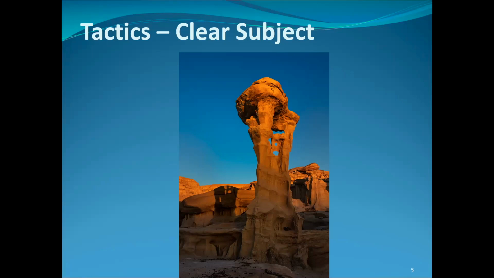Not have too many things or try to accomplish too much. If you're at a spot with lots of cool things, instead of trying to get it all in one image, take 2 or 3 pictures and have different subjects in each image. So tactic number 1, strive for clear subjects. And hopefully this image of the alien throne near the Bisti Wilderness in New Mexico is an example of a clear subject.